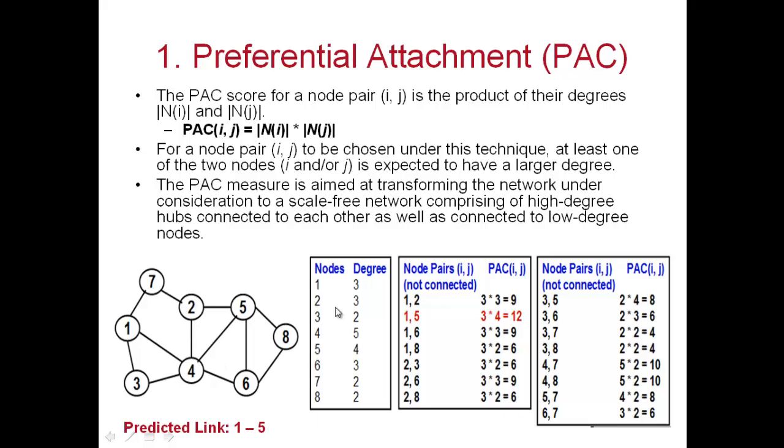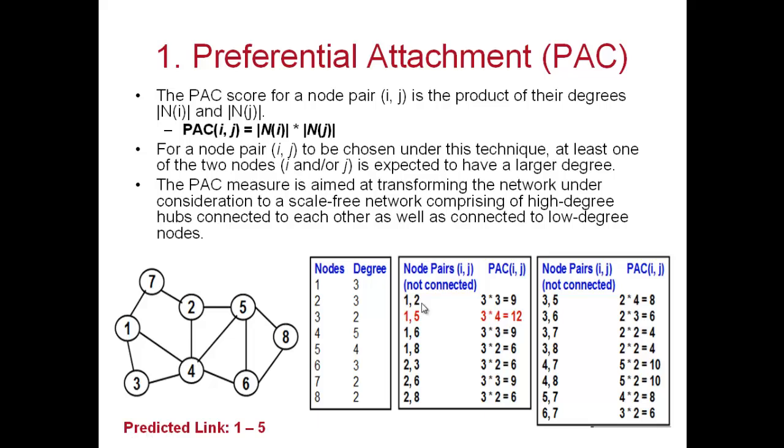Now you should realize that doing the analysis for 1,2 is as good as doing it for 2,1. So you're not going to list 2,1 here. So 2,3, 2,6, 2,8. By now you should realize that in a node pair, i is always less than j.